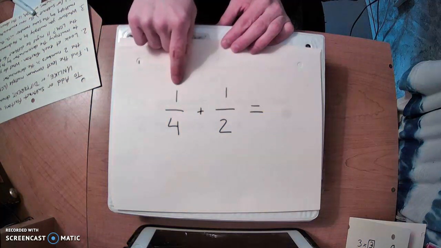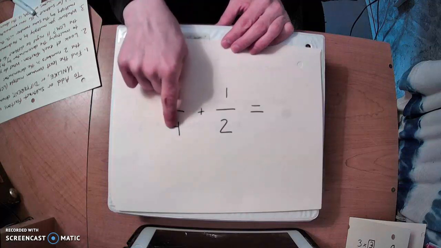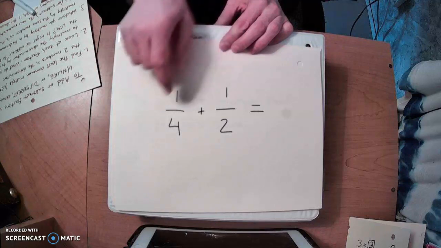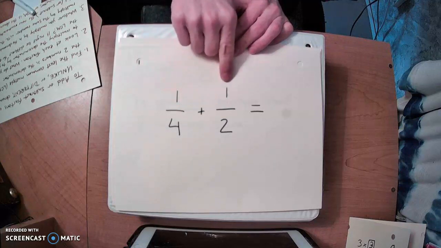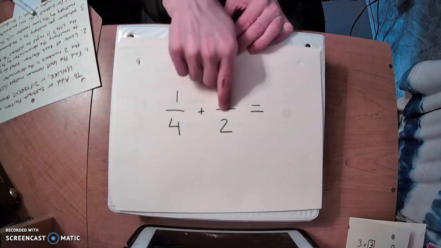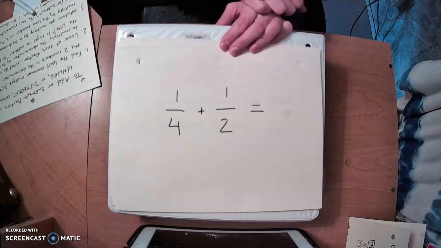In this example, we have the fraction 1/4. The 1 is in the numerator and the 4 is in the denominator. We're going to add that to the fraction 1/2. Again, the 1 is in the numerator, and this time there's a 2 in the denominator.